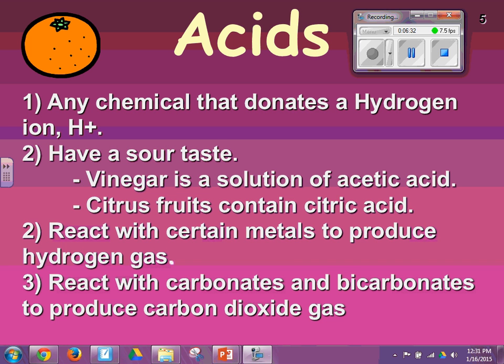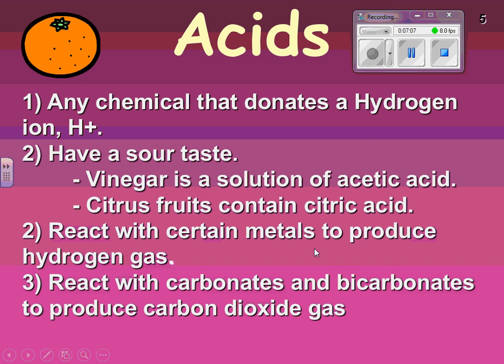We're talking about vinegar as a solution of acetic acid. Whenever we do our labs here, we'll have acetic acid. Citrus fruits also contain citric acid, a little bit less than vinegar, but it depends on the concentration. They react with certain metals to produce hydrogen gas, and they also react with carbonates, like sodium carbonate and sodium bicarbonate, to produce carbon dioxide gas. So when you watch carbon dioxide being produced, you're generally talking about carbonates.